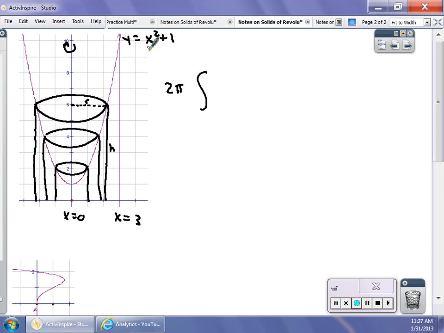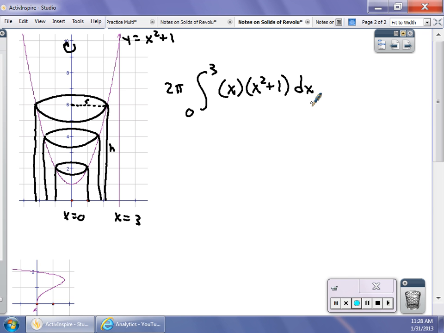This would actually be a little challenging of a problem if you had to do it using washers, because I would have to solve this for x, and consider both the positive square root and negative square root. So it's a pretty challenging little problem. But now, because I'm doing shells, I can use x as my variable. So my limits of integration are from 0 up to 3. The radius at a given time is x, and the height is x squared plus 1, and it's dx. And that's it. That's all you're doing.